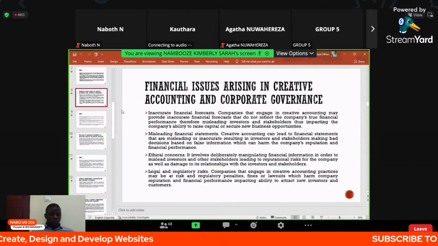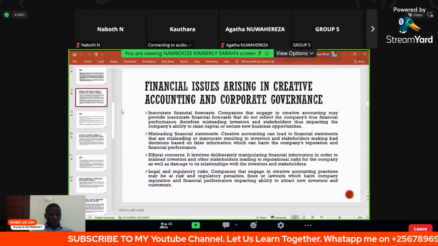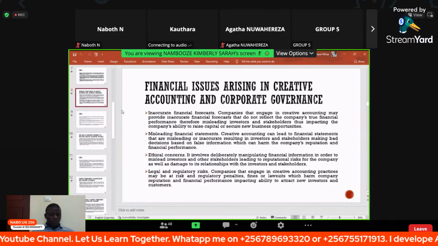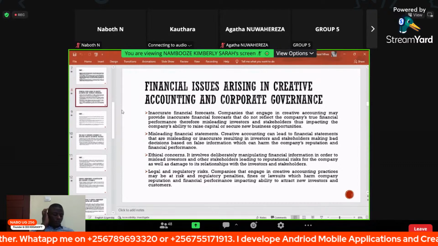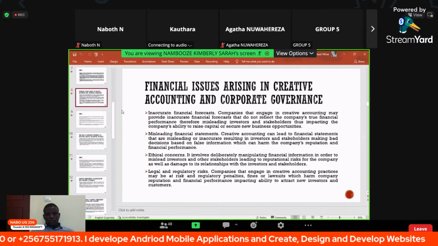The fourth point is legal and regulatory risks. Companies that engage in creative accounting practices may be at risk of regulatory penalties, fines, or lawsuits, which harm the company's reputation and financial performance, impacting the ability to attract new investors and customers. Yeah, let's go to the next slide.